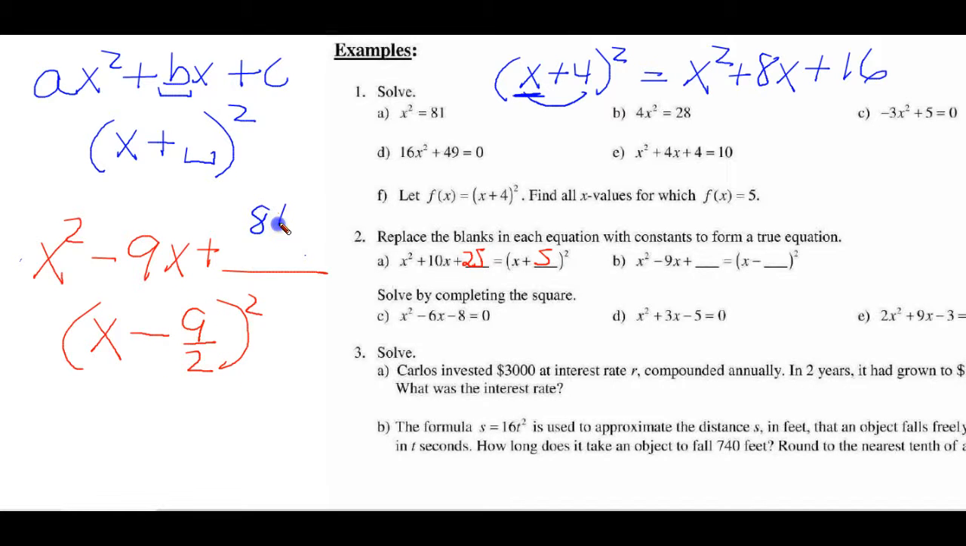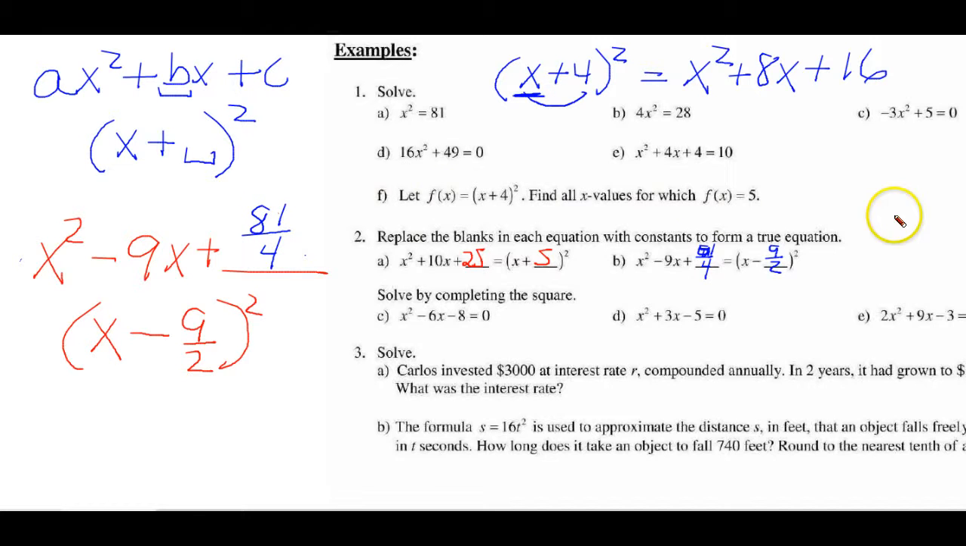So this becomes 81/4. So here we're going to put 9/2. Let's see, this is 81 here, 81/4. Here it's the 9/2. Again, I like to do it this way. So we square this term, that's what goes there.